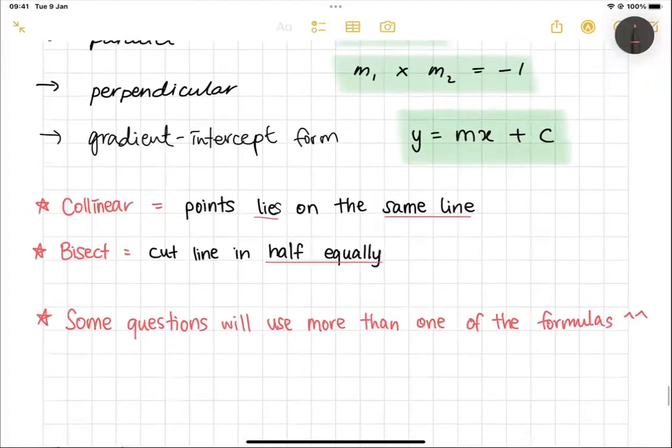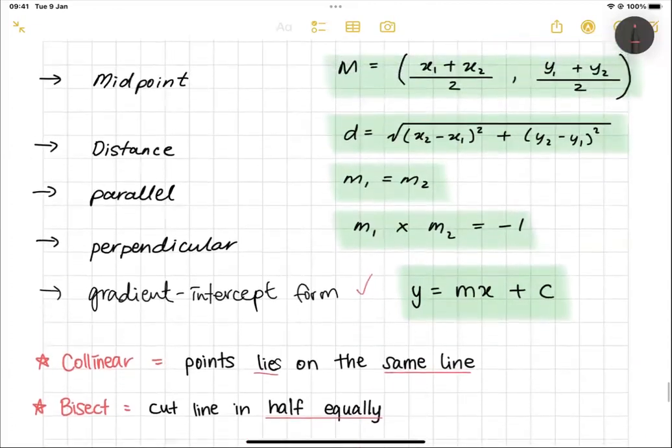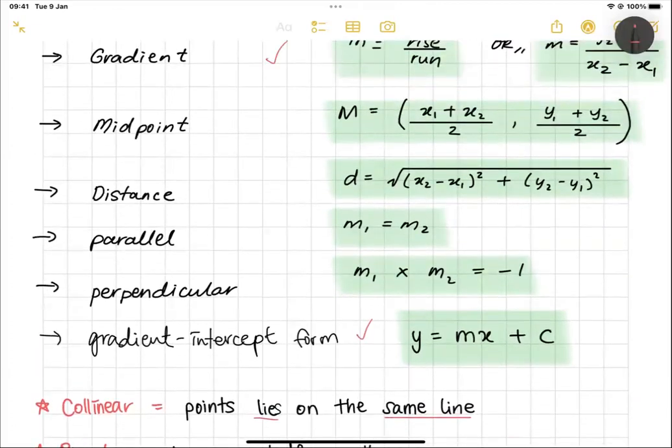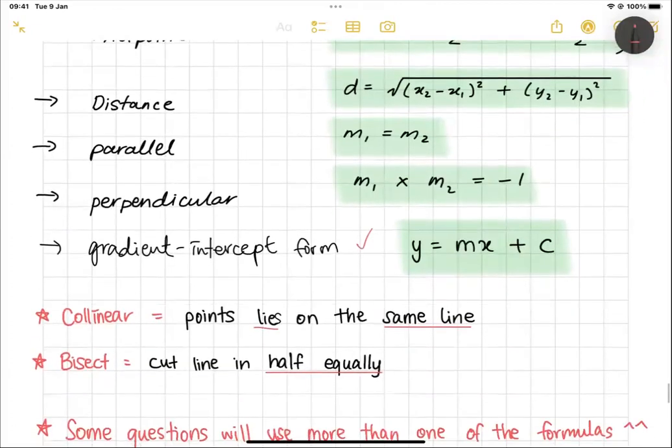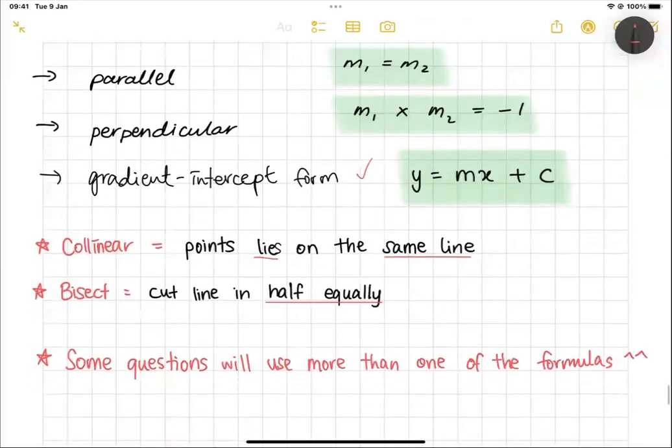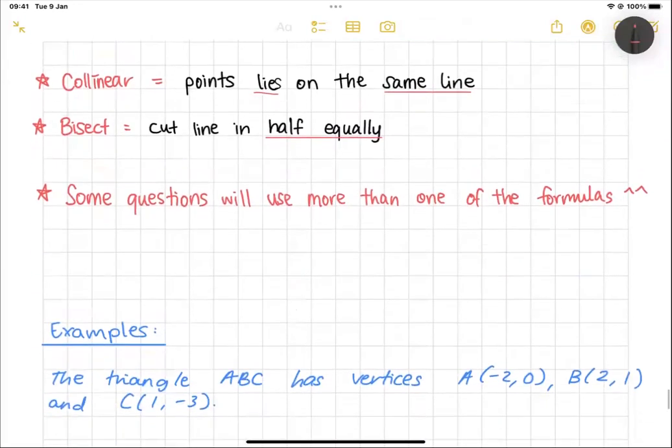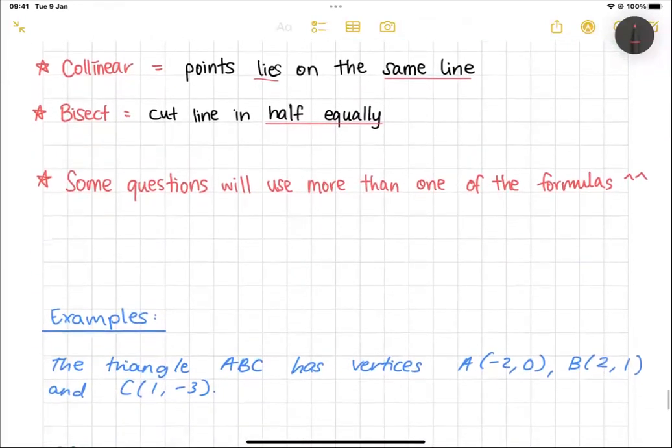Now, with these types of questions for coordinate geometry, there'll be some questions where you need to use more than one of the formulas. A good example is when I explained collinear, where you have to use the gradient intercept form and the gradient formula, as well as the skill of substituting. So don't be afraid that you need to do more than one thing.